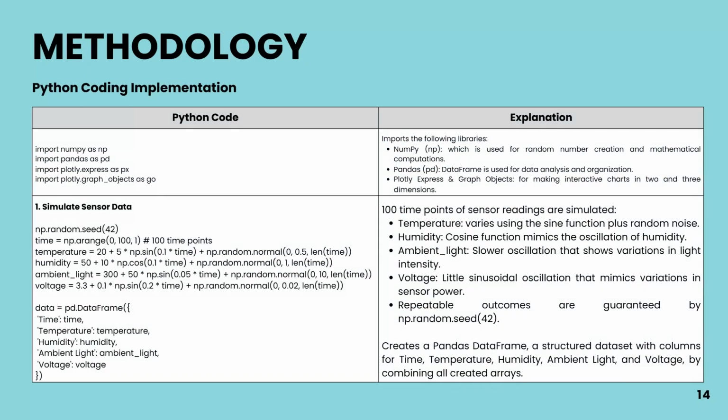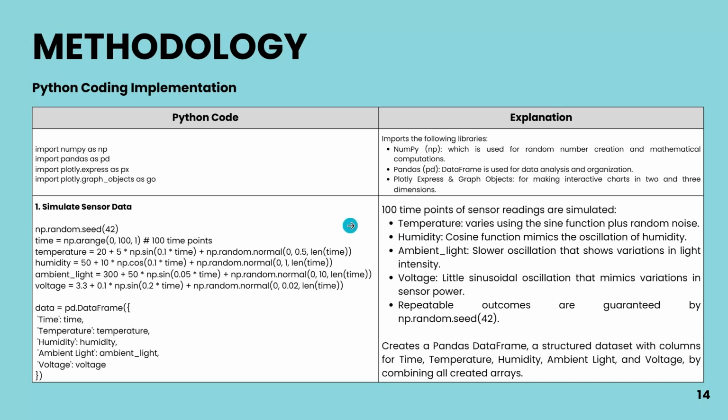Okay, so this is the Python coding implementation. The left side is the code and the right side is the explanation. For this code, I can explain that it imports the following libraries. NumPy is used for random number creation and mathematical computation. Pandas is used for data frames, for data analysis and organization. Plotly Express and graph objects are for making interactive 2D and 3D charts, which will be shared later in the results and discussion.